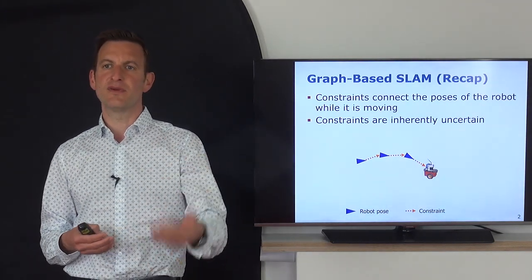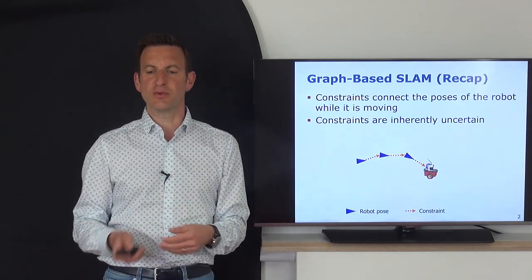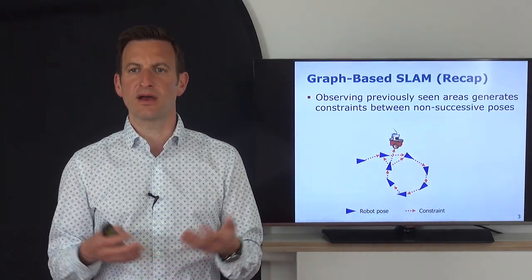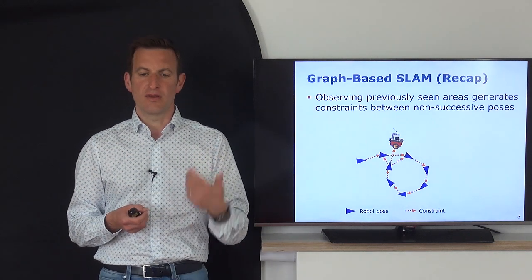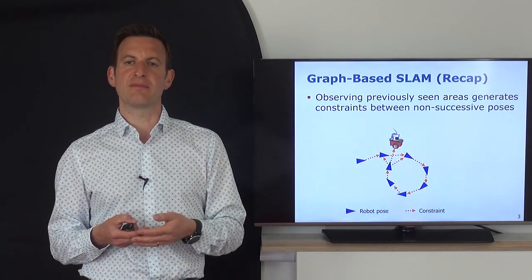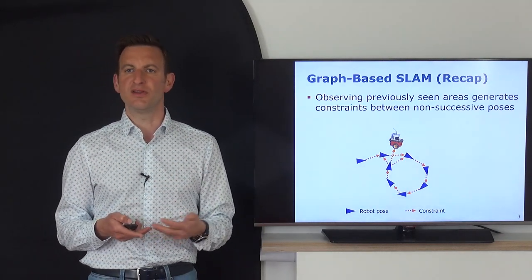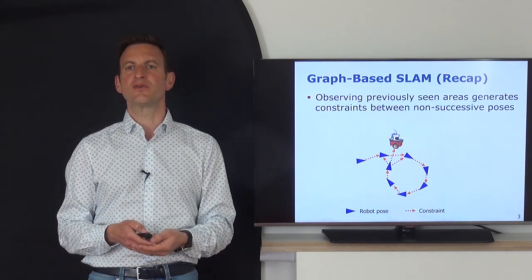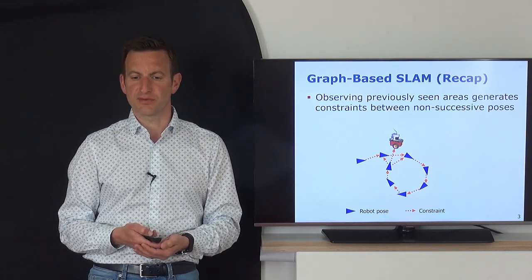And while the robot is moving through the environment, it creates new poses, creates constraints between those poses, and whenever the system re-enters a previously known area, so it closes a loop, we add additional constraints also between non-successive poses. And the overall SLAM problem is represented through this graph, and we typically use the least squares formulation in order to find a new configuration of the nodes in this graph that minimizes the squared error introduced by the constraints.